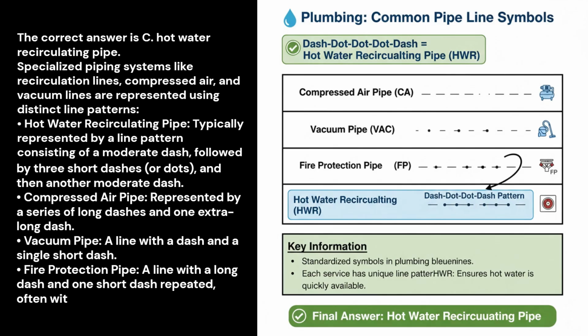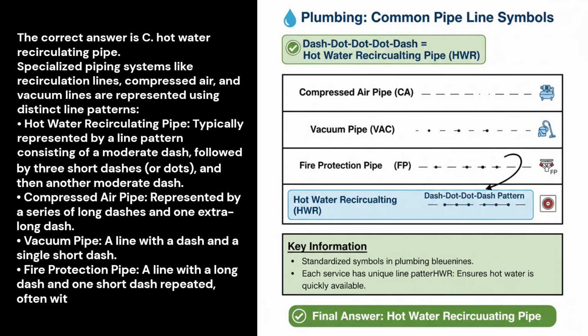Plumbing line symbols. In plumbing drafting standards, specialized piping systems like recirculation lines, compressed air, and vacuum lines are represented using distinct line patterns. Hot water recirculating pipe, HWR: this is typically represented by a line pattern consisting of a moderate dash, followed by 3 short dashes, or dots, and then another moderate dash. This distinguishes it from the standard hot water supply line, which is often a dash and 2 dots.